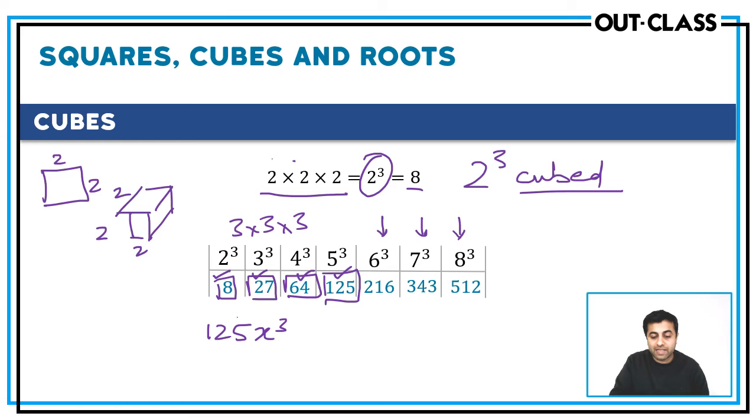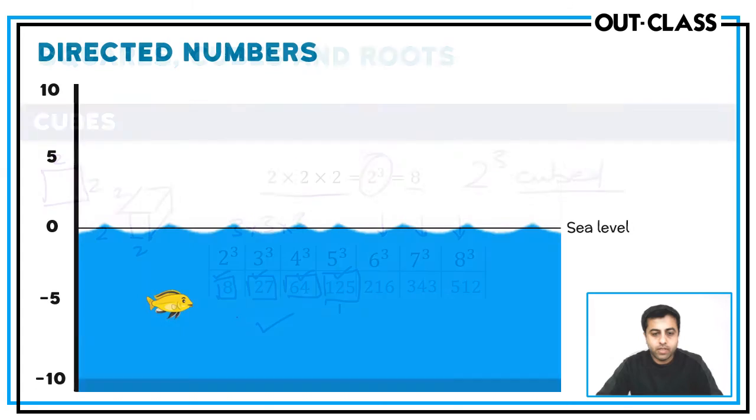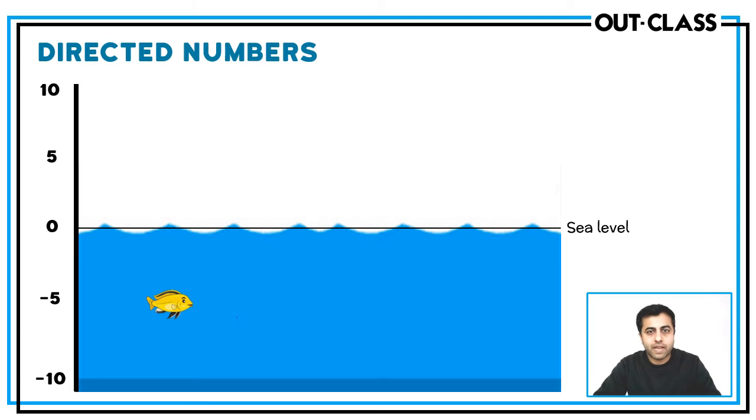But if it's given like that, you have to be able to identify that this is 5x cubed, something like that. So I'm going to delete this, don't panic, but I'm just saying the importance of knowing these numbers cannot be understated. The next important concept is one of directed numbers.